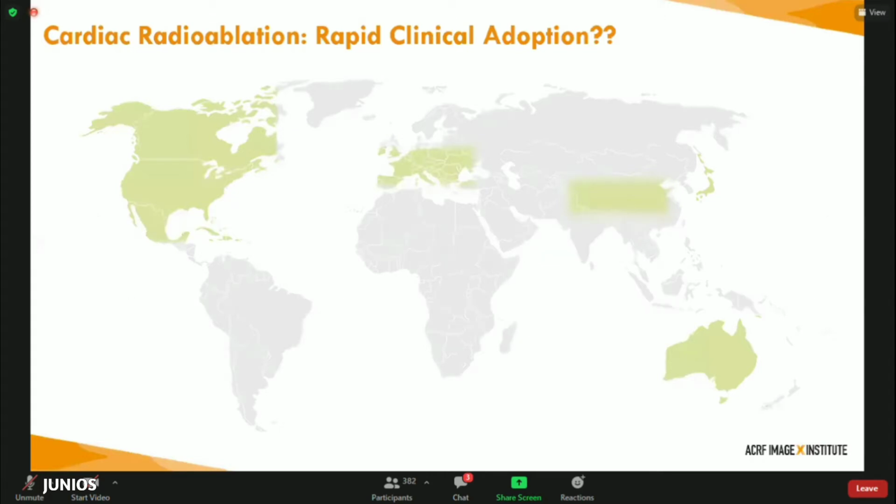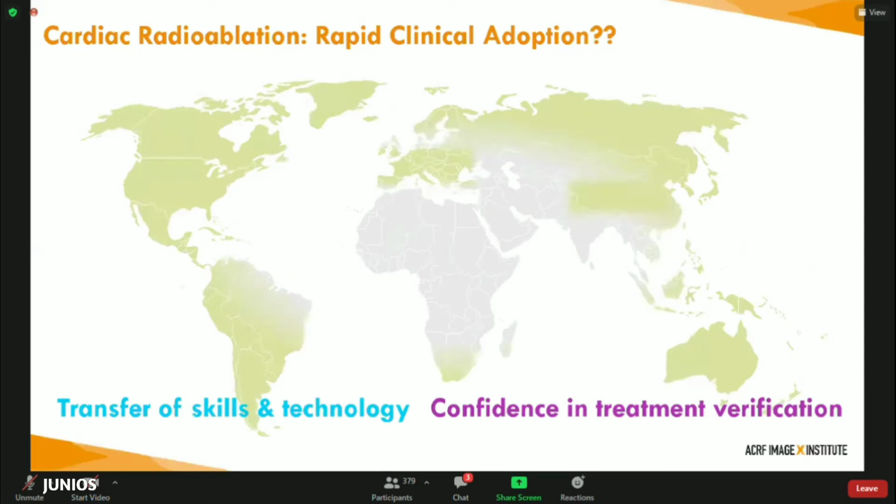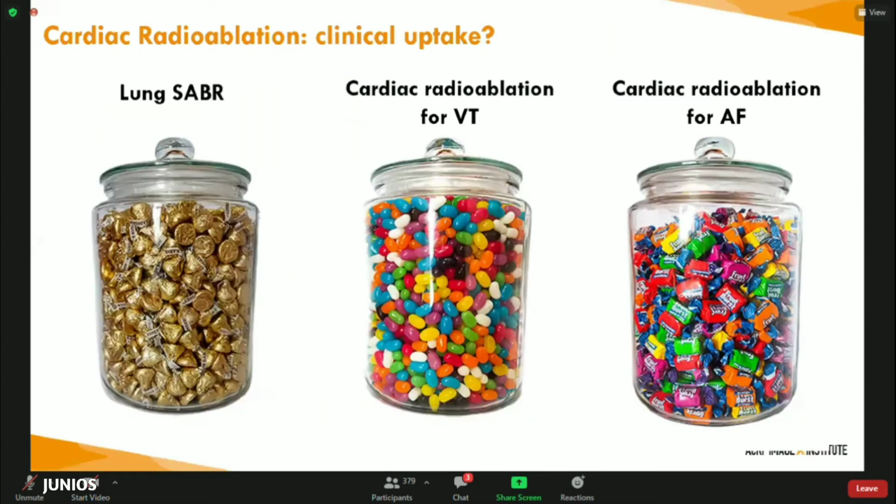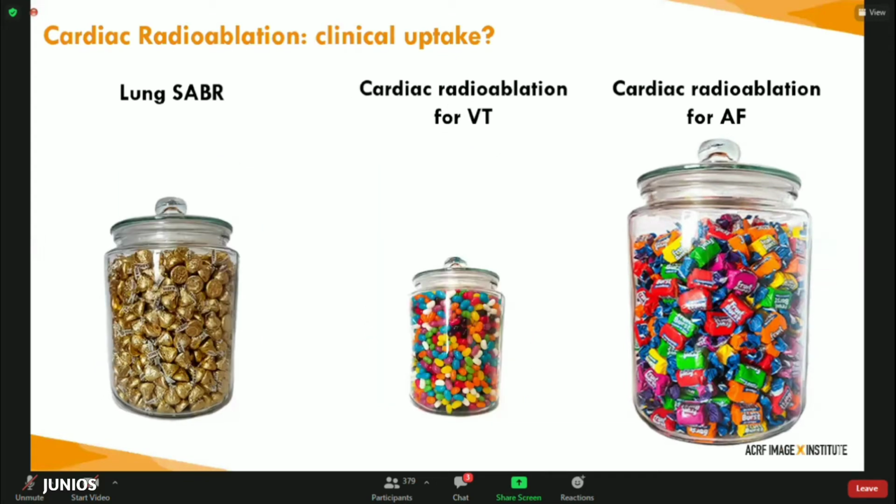So cardiac radioablation does show a lot of similarities to lung SABR, but there's still a lot to learn before it can be safely accessible to the patients in need globally. While I like to be optimistic, it is also important to be realistic about the potential benefits cardiac radioablation could have. Using the slowly jar analogy and very approximate values, AF is the most prevalent and VT is the least prevalent out of AF, VT, and lung cancer.